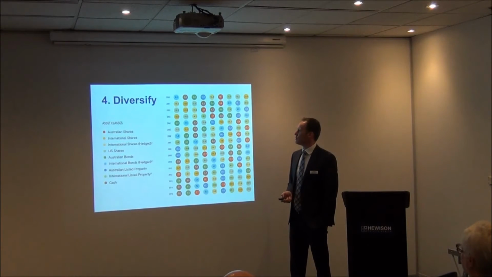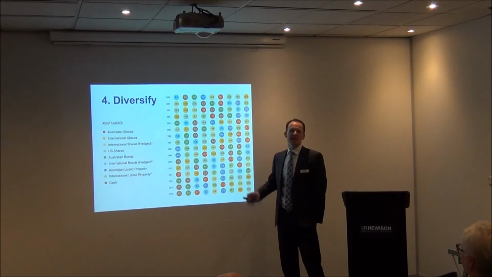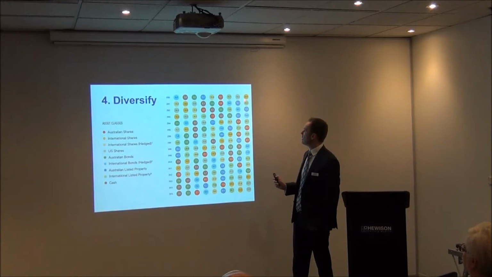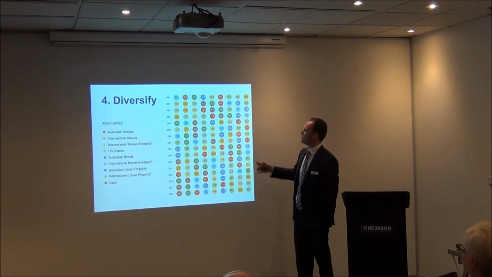Fourth strategy is diversify. Now, I certainly don't expect you to comprehend this graph, but it's deliberately there to show you. It looks like my 4-year-old painted it. But what this graph shows is different asset classes down the side here, Australian shares, international shares, cash and the like, from worst performer up to best. So we can see, for example, in the year 2000, the worst performer is the blue, international bonds. The best performer that year was the yellow, international shares.